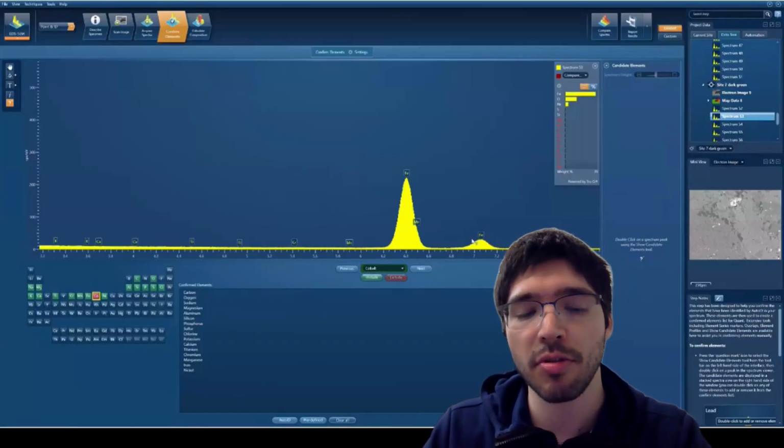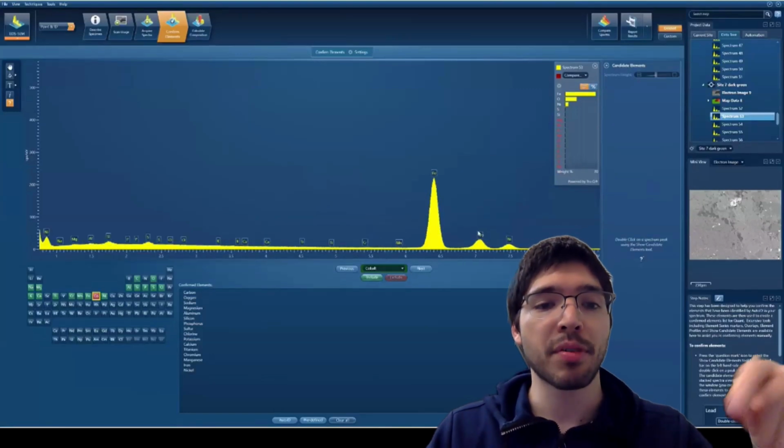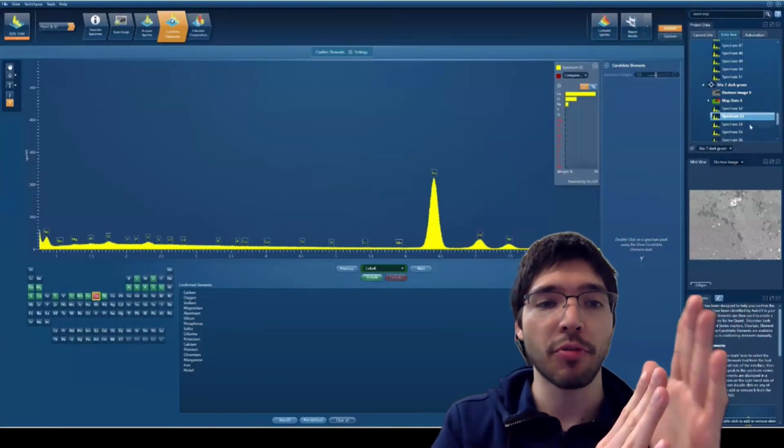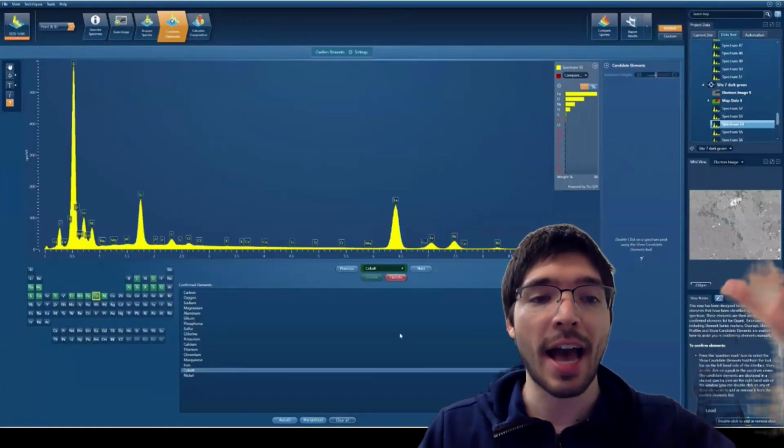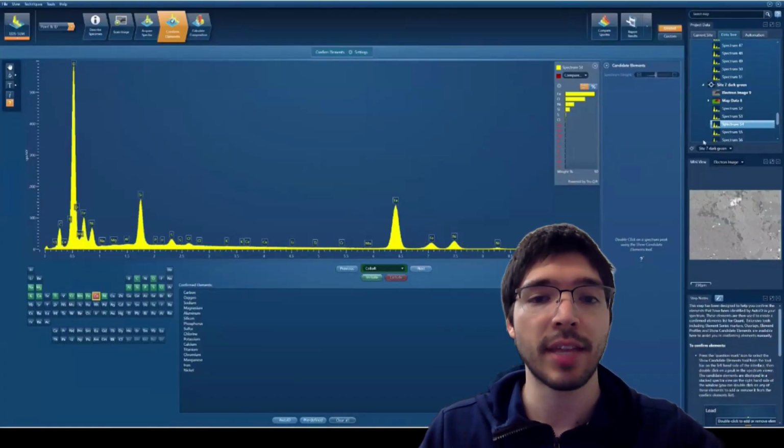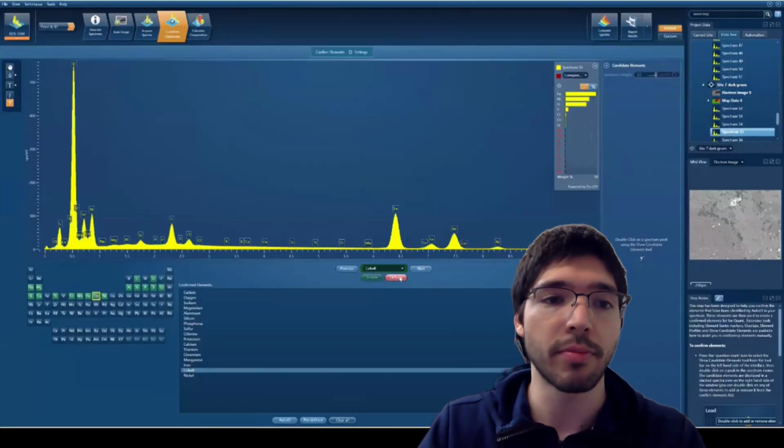And our limitations are the peak overlaps between energy peaks that are too close, and energy peaks that we just don't have high enough intensities to pick up because the element concentrations are just too low in our samples.